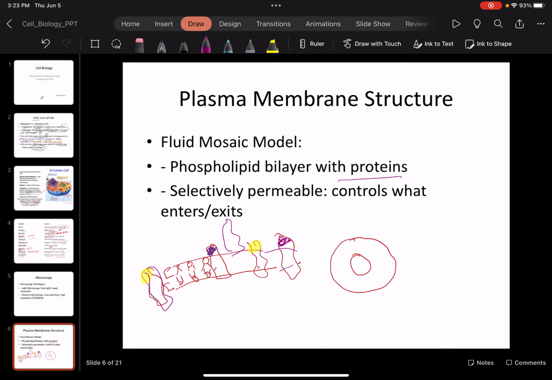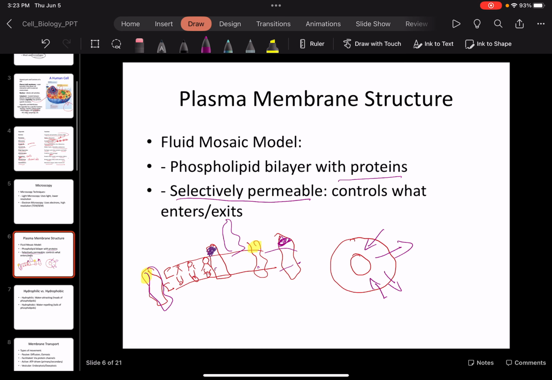Also this plasma membrane is selectively permeable. It doesn't allow everything to go in and out. Selectively permeable. Think about your home. Do you allow everyone to come to your house? No. Only certain people come to your house, whoever you trust, your neighbors or something like that. So it's like that. This plasma membrane won't allow everything to go in and out. That's why it's called selectively permeable.